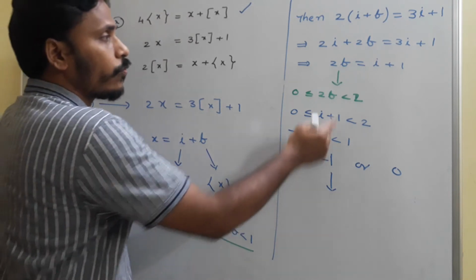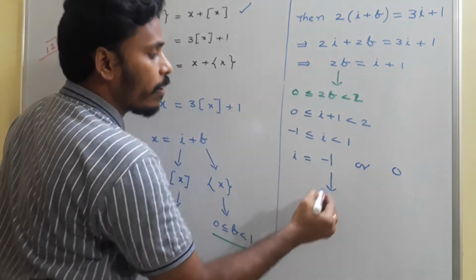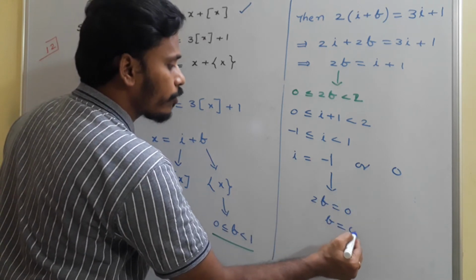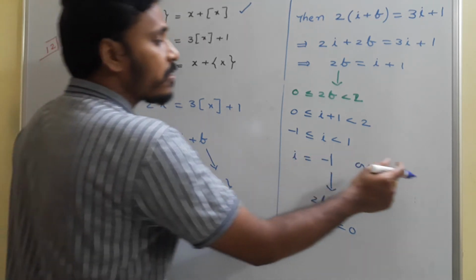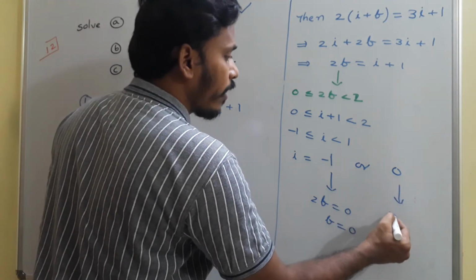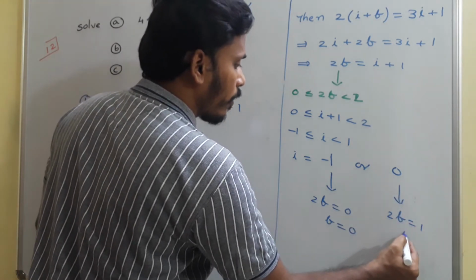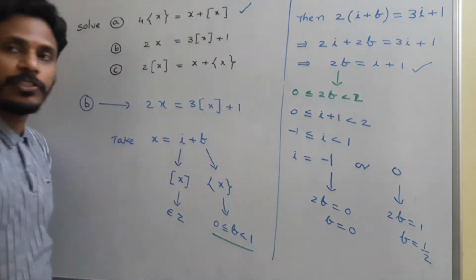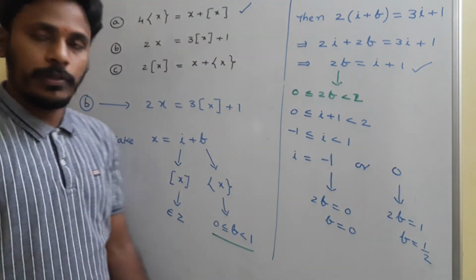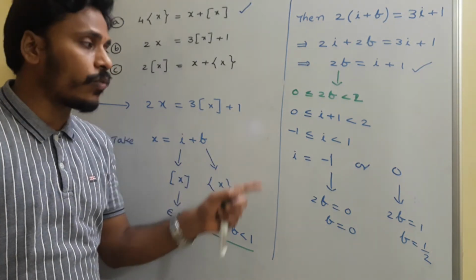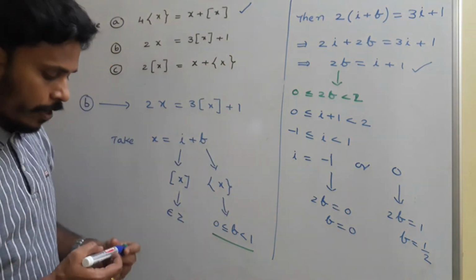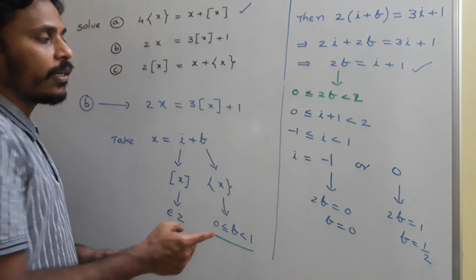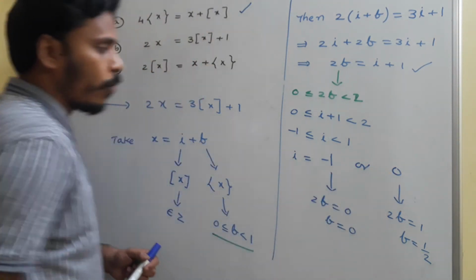See, when i is minus 1, here 2f is equal to i plus 1, so 2f is equal to 0, and f is equal to 0. When i is equal to 0, from this case 2f is equal to 1 and f is equal to 1 by 2. We need to pay attention to this relation, 2f is equal to i plus 1. After having i as minus 1 or 0, calculate f. Okay. At the end, i is minus 1 and f is 0, and here i is 0 and f is 1 by 2.